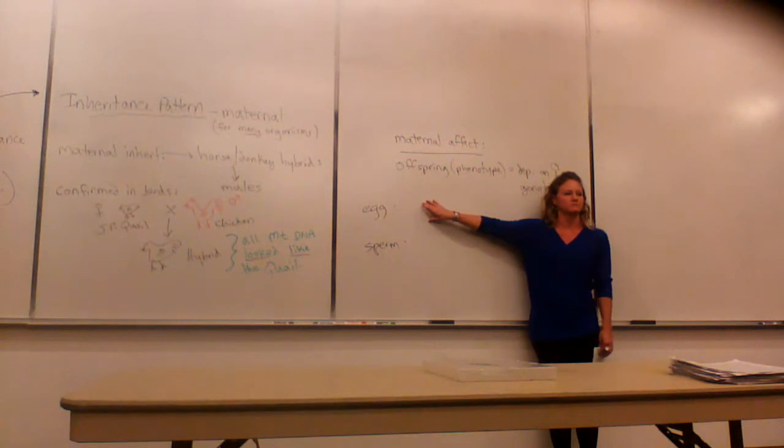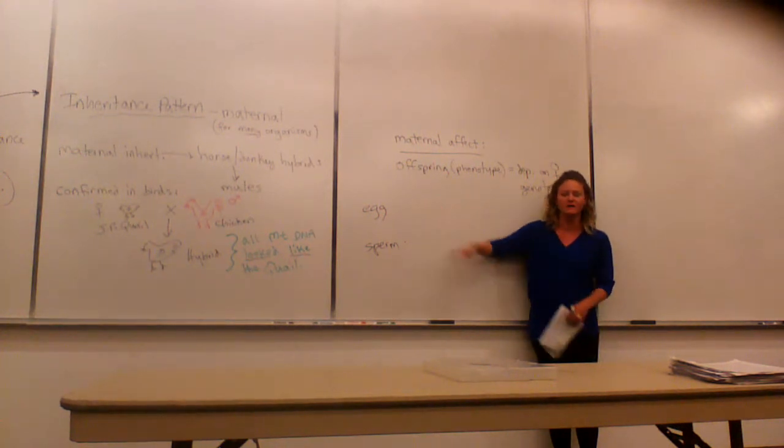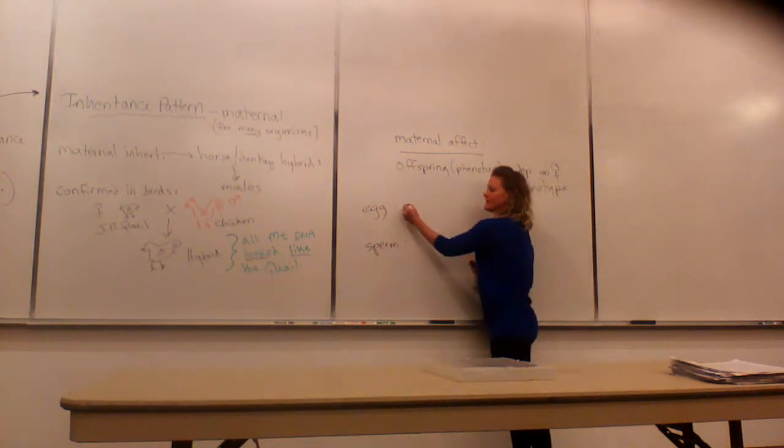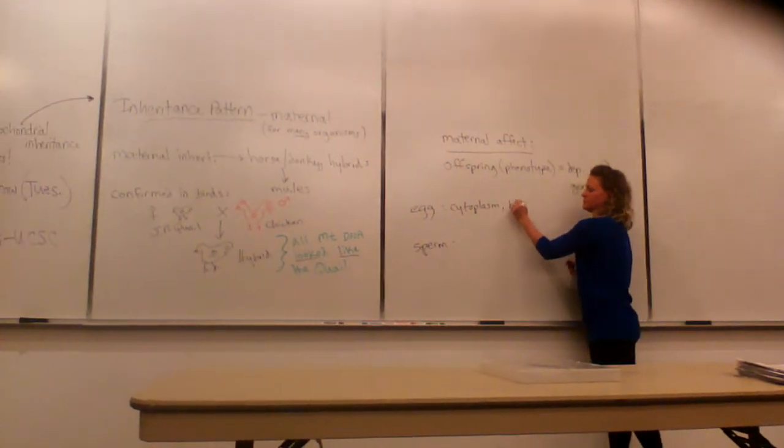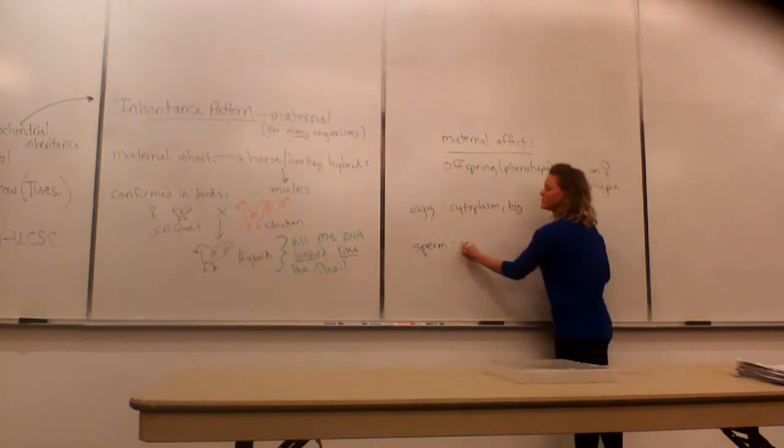Size-wise, egg to sperm. It's way bigger. All the organelles are here. You have cytoplasm in this cell type. It's big, okay? The sperm is small.